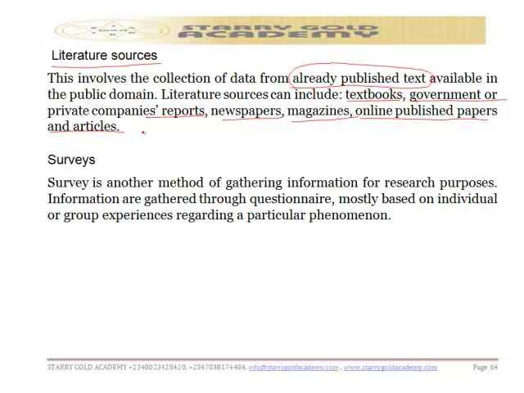All these sources are secondary: government and private company reports, such as financial reports, daily time records, thumb print at the gate, late coming report or signing register, whatever happens to be the company document. They are part of the secondary data. And we also have online published papers and articles where you can pick whatever you want and use. These are the types of literature source.